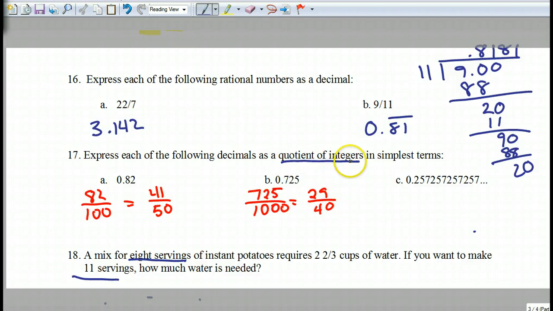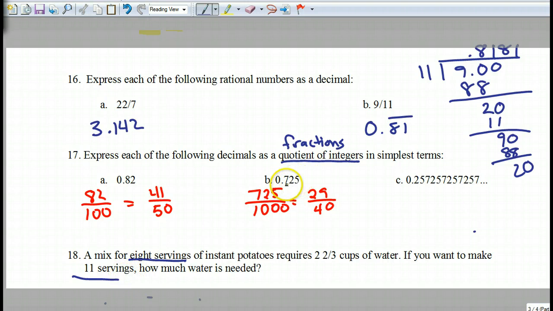Quotient of integers. You guys, in simple English, that means fractions. It says take these decimals, turn them into fractions. So what place is that 2 in? Hundredths. So I'm going to take 82 divided by 100. That's not in simplest form, so I need to make that in simplest form. It's 41 over 50.